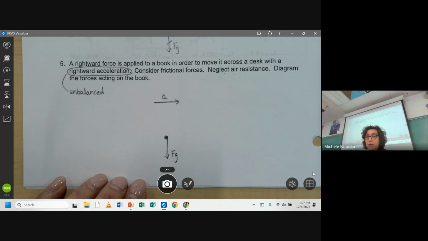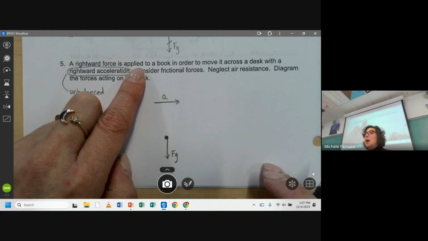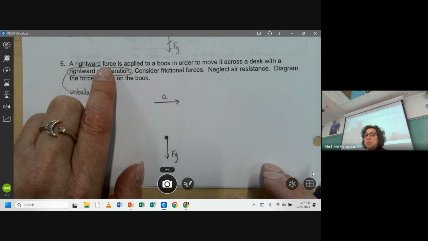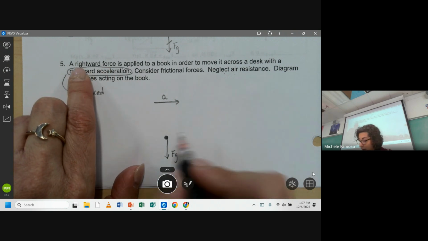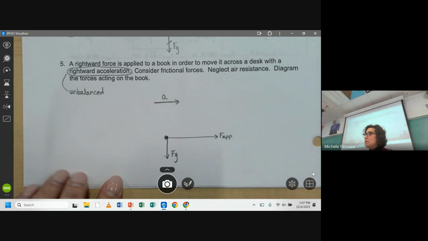To the right. A rightward force is applied. That's called an applied force. There's the direction of it. To the right. Look at how I draw that. Large arrow to the right. FAPP.